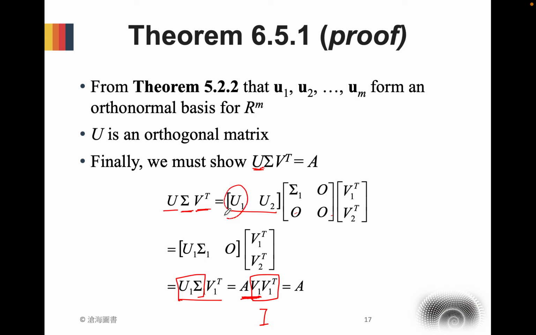For U1, the first R components are non-zero. For V, the first R eigenvectors are considered. And for sigma, only the top left part consists of non-zero singular values. Okay, so this is the way we construct the matrices to do singular value decomposition.